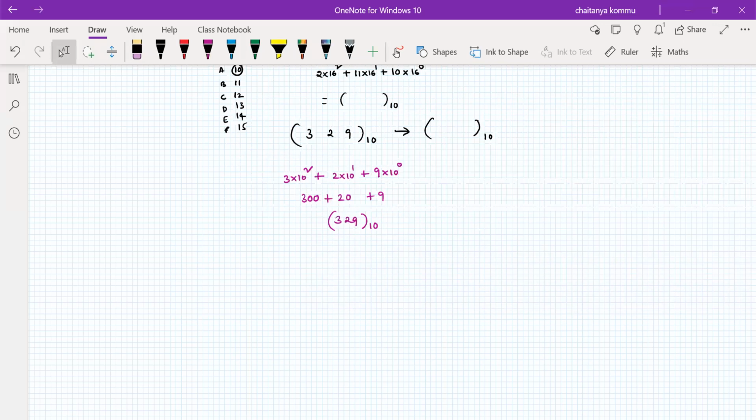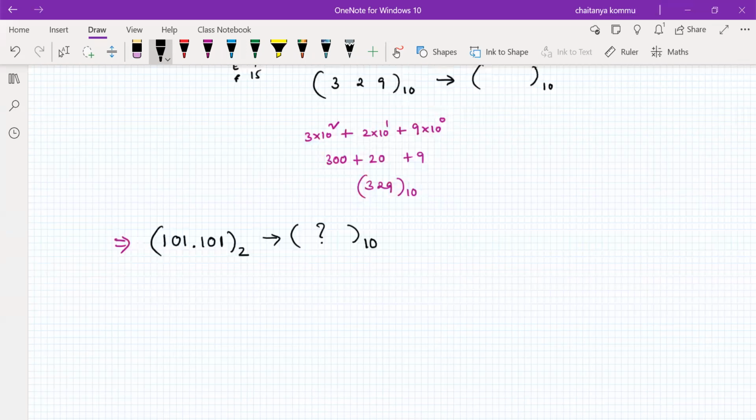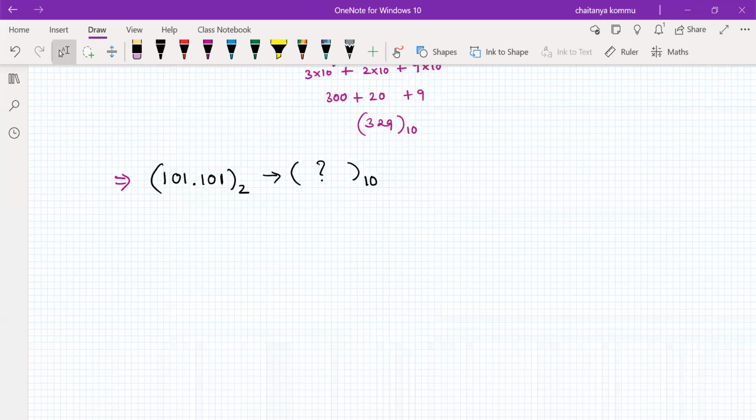For example, something like this: 101.101. I have written a fraction part. I want to know what its value is in the decimal number system. Same procedure, but the weights will be changing for the fractional part. So what we can see here is this way.